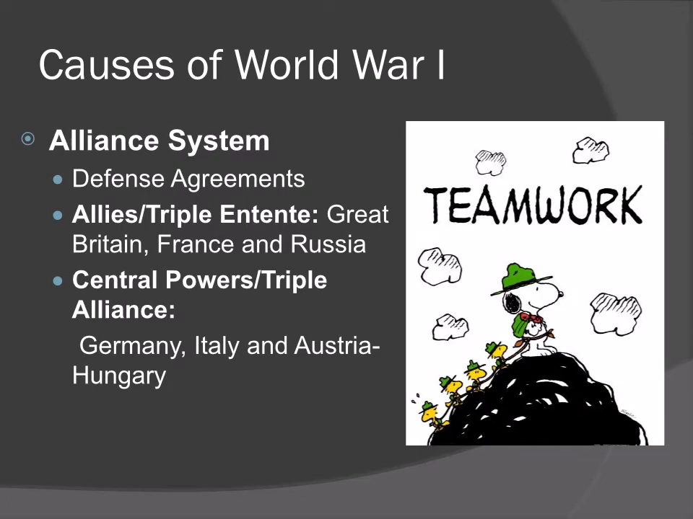The alliance system is another cause of World War One. So you've got defense agreements between nations. The Allies, or the Triple Entente, was Great Britain, France, and Russia. And they agreed to help each other in economic ways, in political ways, and military ways. Then you have the Central Powers, who also agreed to the same thing, or also known as the Triple Alliance: Germany, Italy, and Austria-Hungary. These teams pitted nations against nations, and that led to a lot of discord and upset between all these nations.